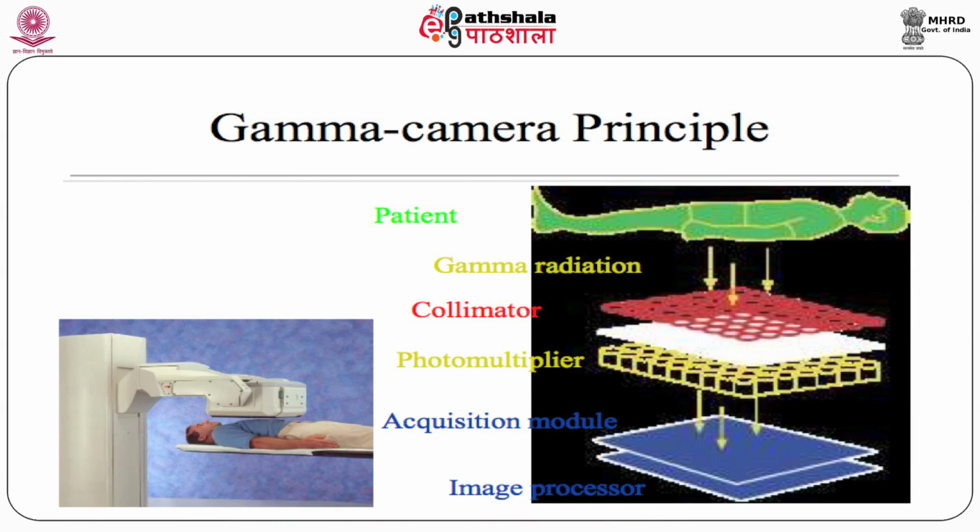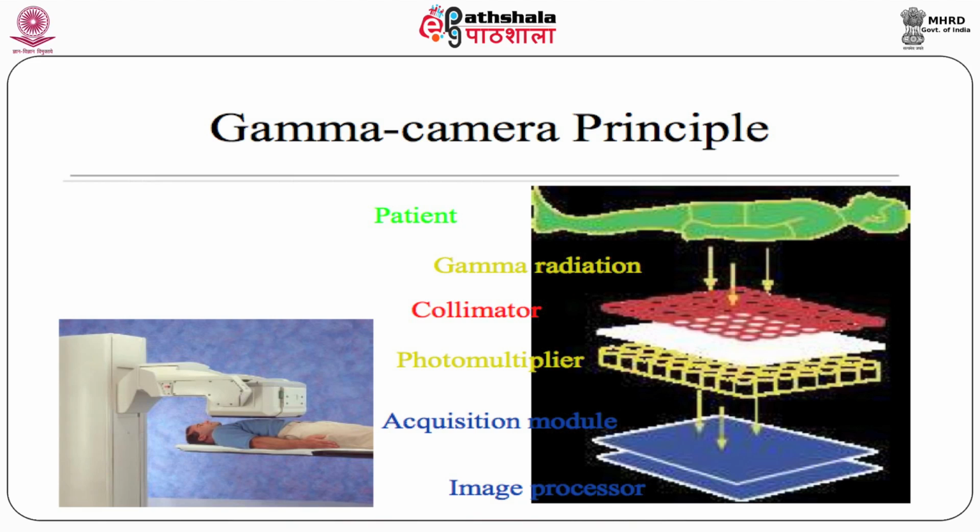Now we have understood radiopharmaceutical. Once the radiopharmaceutical has gone inside the body, radiation starts coming out, and finally it is going to be detected by a special device. This special device is nothing but the gamma camera. What is a gamma camera? A gamma camera is an image acquisition mode.